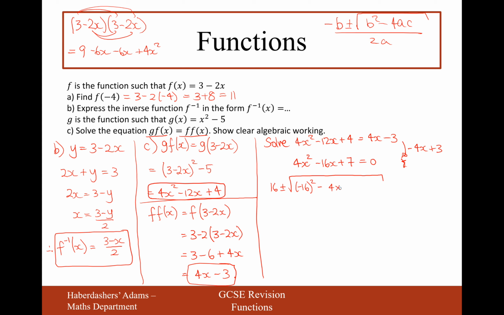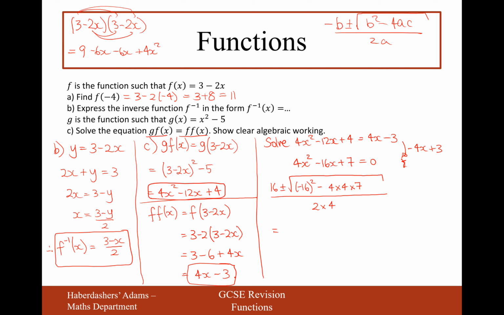minus 4 times 7, all over 2a, that would be 2 times 4. So, bear with me while I grab my calculator to work this all out. Fraction button, 16 plus the square root of 16 squared minus 4 times 7, all over 8.